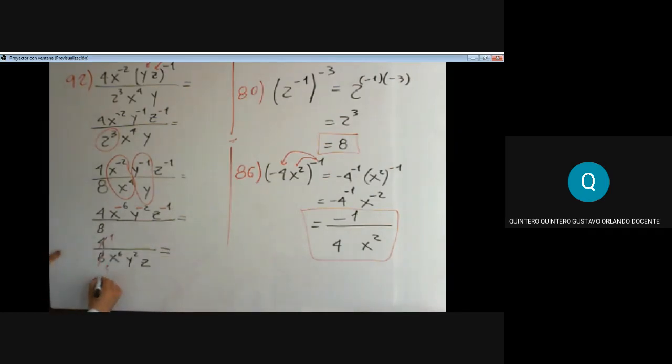So the final solution will be 1 over, this is the one that we had from the previous step. 4 divided by 4 is 1, so we leave the 1. And 8 divided by 4, we are simplifying, so we're going to have a 2, x to the 6, y to the 2, z. This will be the real final answer.